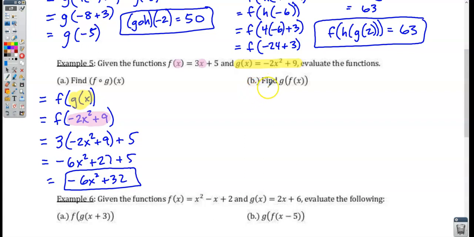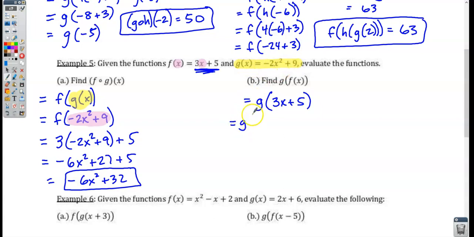All right. Now in the next one, I'm doing the composition, but in the opposite order. We're finding g of f of x. So we want to put f of x inside of the function g. So we're going to put 3x plus 5 in here. We're going to replace f of x with what it's equal to. And now we're going to substitute that into the function g of x.